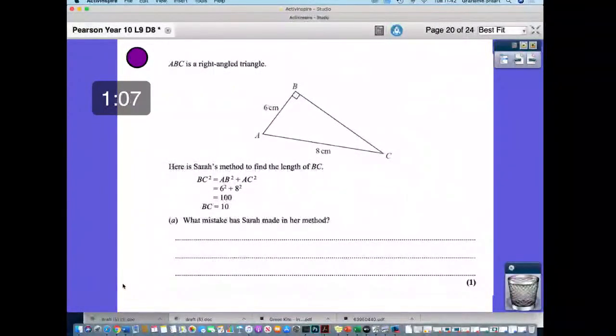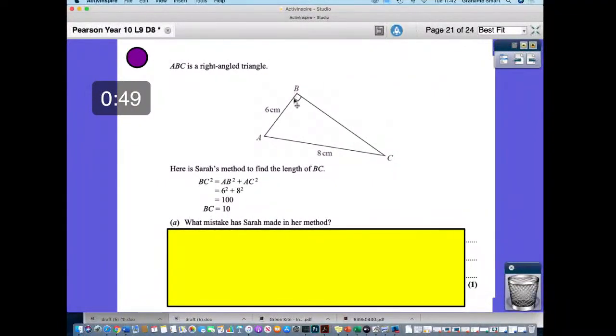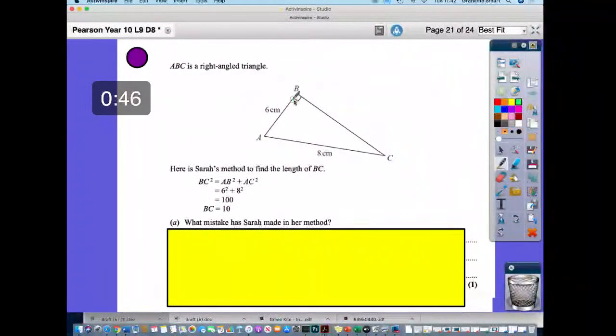Okay, so what mistake has Sarah made in her method? It looks to me, I mean, she's got the hypotenuse in the wrong place. So she's obviously thinking that the right angle isn't at ABC. So for instance, here, if you know the right angle's here, let me just activate my pen. If you know the right angle is here, then you know that this length here must be the hypotenuse, and that's not how Sarah's set her method out. She says BC squared is the hypotenuse. So she's saying that this length here is the hypotenuse. So the mistake is she's misidentified the hypotenuse, and she's misapplied the formula as a result of that.